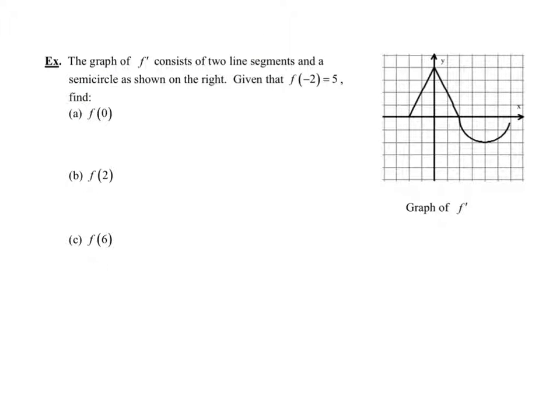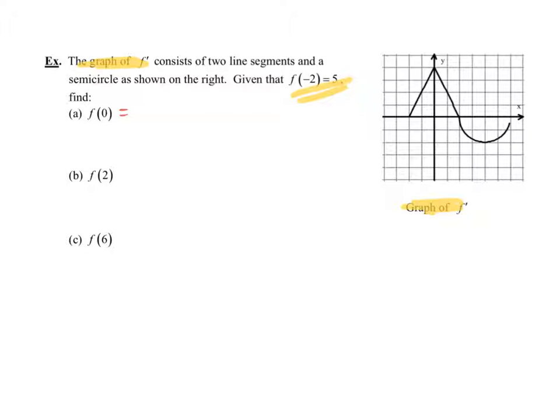On this next set of examples, instead of giving me a function for f prime, they have given me a graph of f prime. So we're going to have a similar setup, but instead of using a function to find the integral, we're going to use the graph to find the definite integral by using area. So this is going to be f of 0 equals. Notice that in this problem they gave me an initial condition. They gave me that f of negative 2 was equal to 5.